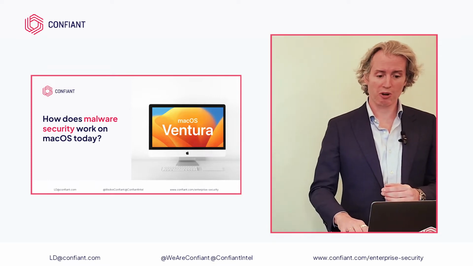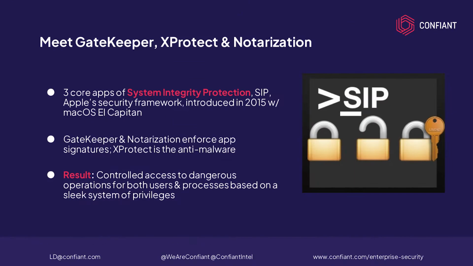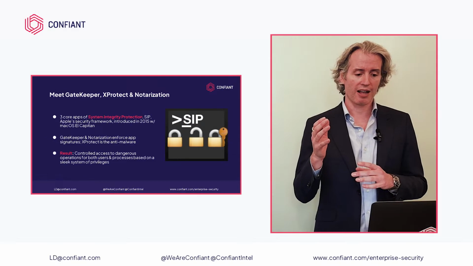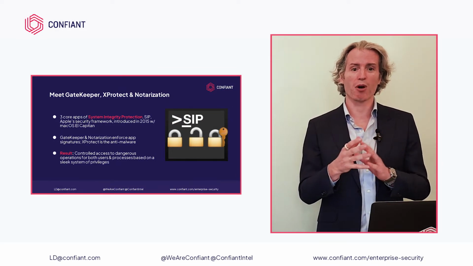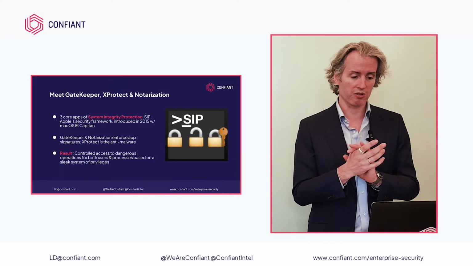So for those that don't know, the basis of Apple's security system is what's called their System Integrity Protection Framework. It was launched in 2015, and it has three major components that are apps. It has the Gatekeeper app, the XProtect app, and the Notarization app. These apps work together to create kind of a prevent, block, and remediate model. It's how Apple describes it on their site.